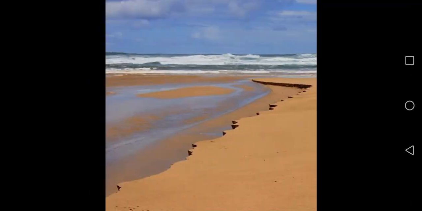Another picture, you are watching the deposition by the waves. Near the sea coast, waves are also a very important part. They are doing the deposition. And that's why fertile soil is found near the coast.